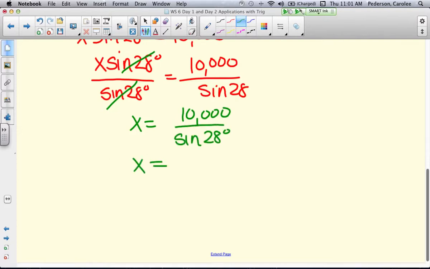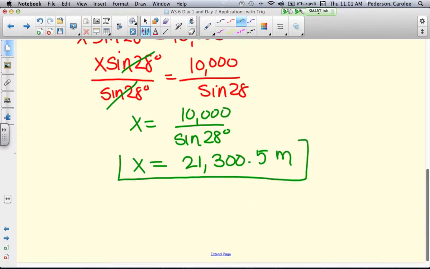Now we take out our calculator. 10,000 divided by the sine of 28 equals 21,300.5 meters. That is the distance this object is from the plane.